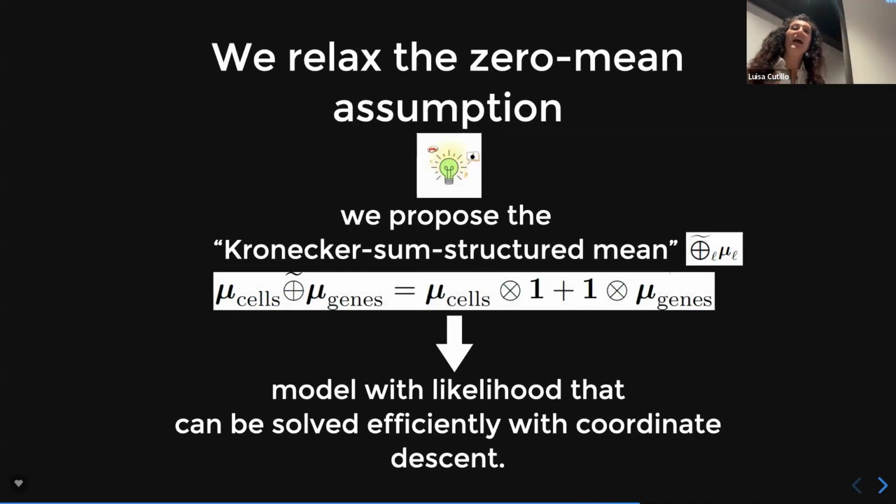So how do we relax the zero mean assumption? Very intuitively, because we use a Kronecker sum structure on the precision matrices, we can use as well a Kronecker sum structure on the means. Okay.